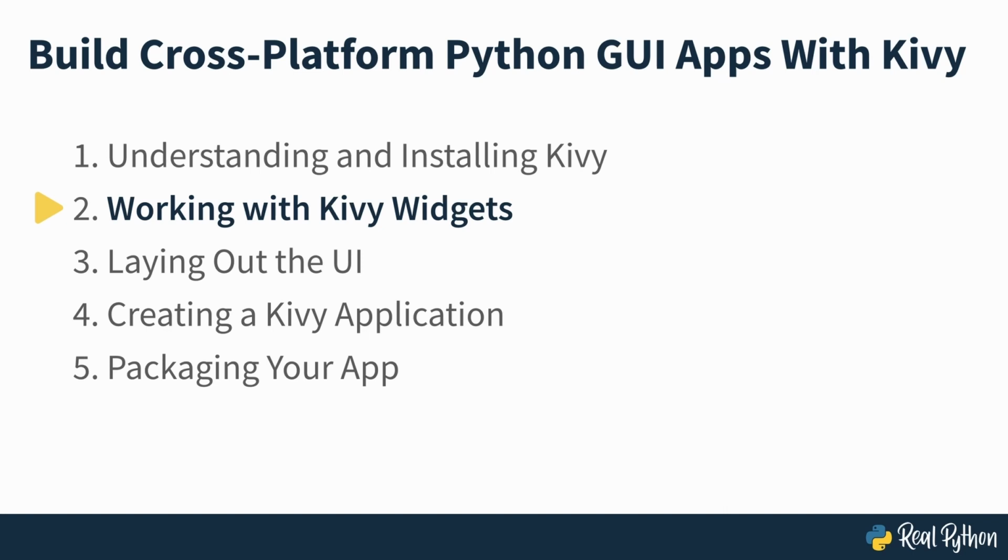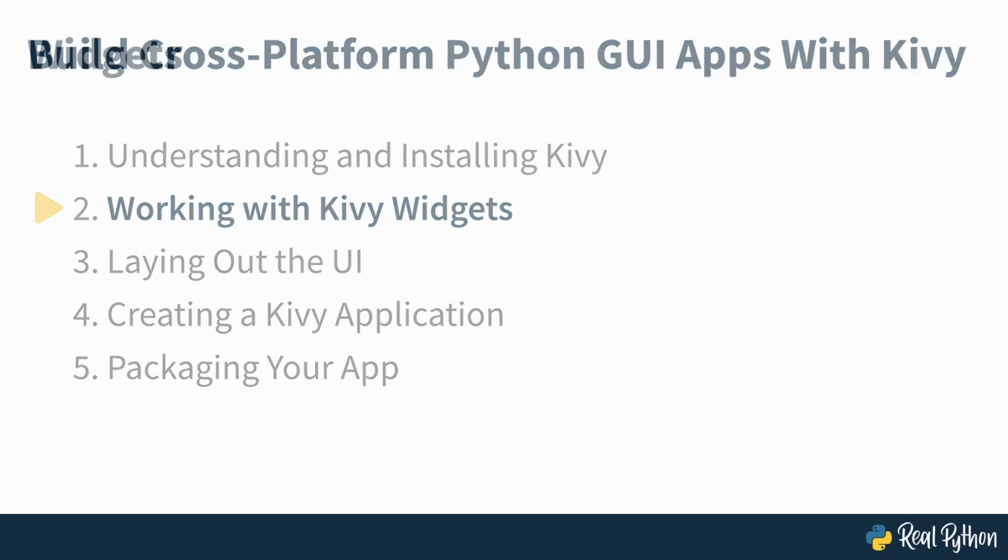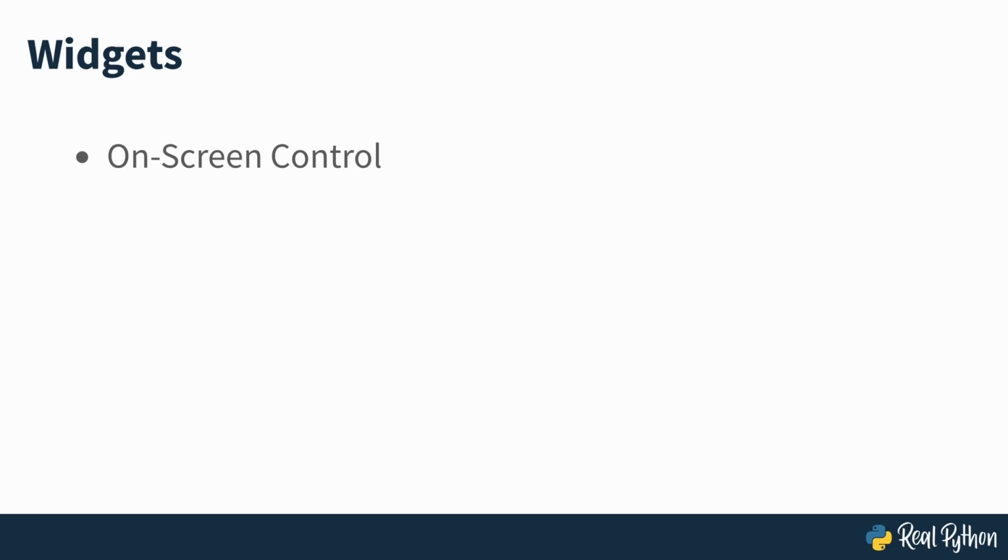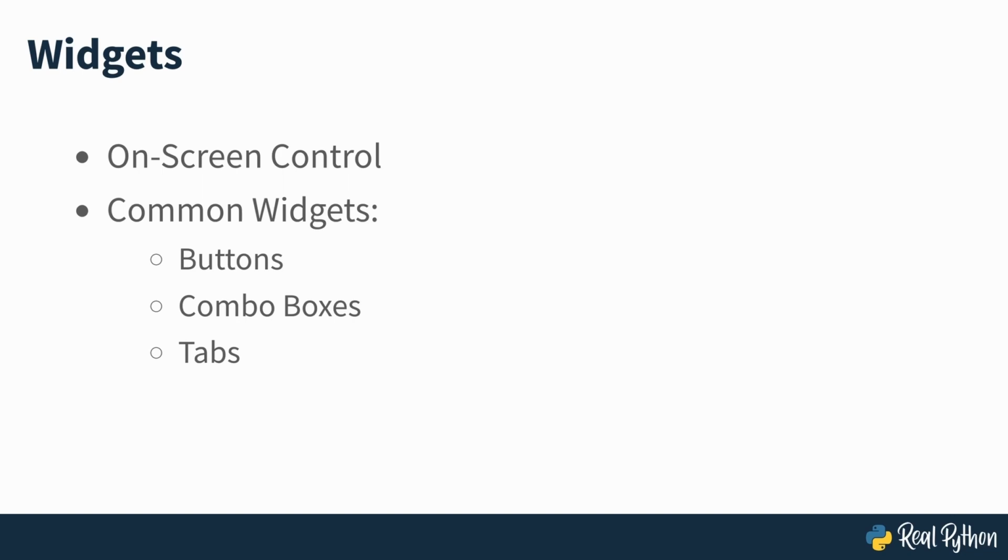Working with Kivy widgets. A widget is an on-screen control that the user will interact with. All graphical user interface toolkits come with a set of widgets. Some common widgets that you may have used include buttons, combo boxes, and tabs. Kivy has many widgets built into its framework, and in this part of the course, you'll look at using a couple of them, starting out with Label.